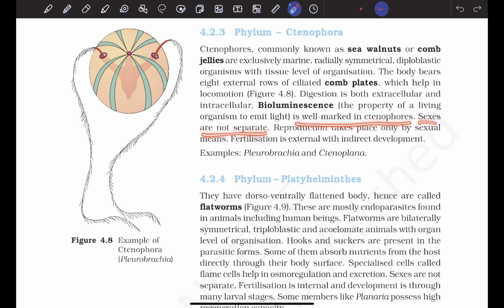Sexes are not separate. Reproduction takes place only by sexual means. Fertilization is external with indirect development. Examples: Pleurobrachia and Ctenoplana. Figure 4.8. Example of Ctenophora, Pleurobrachia.